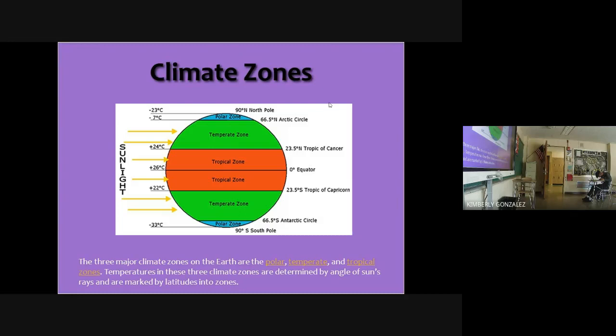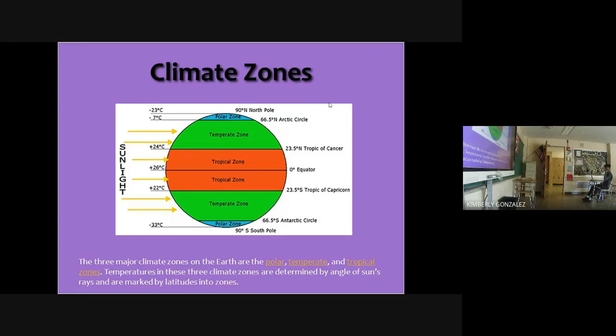They're broken down by the latitude of those sections. So you have polar zones at the North and South Pole, you have temperate in between, and then you have the tropical zone, which is going to run from the Tropic of Cancer to the Tropic of Capricorn.